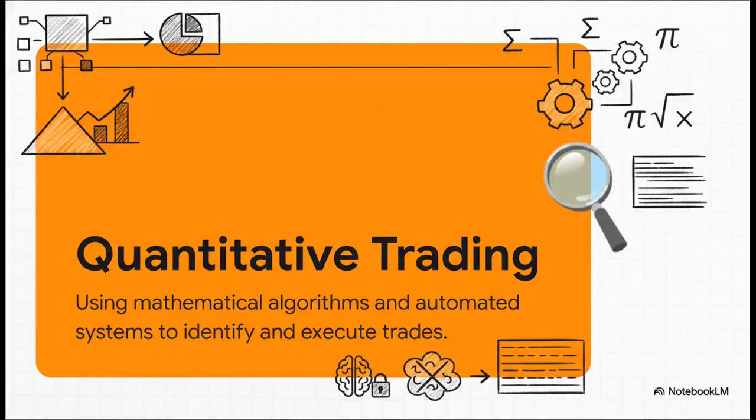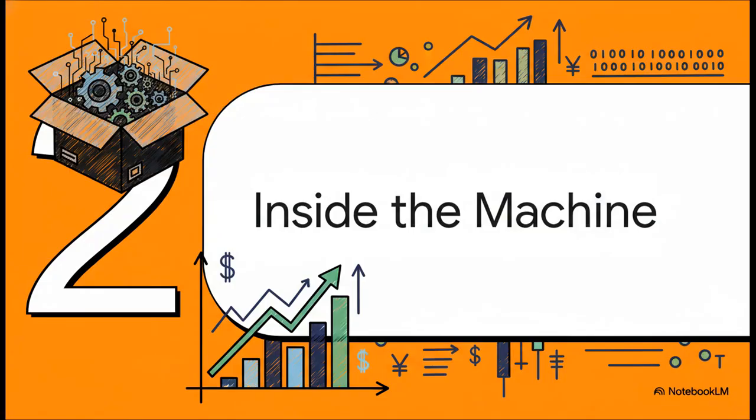So what is quant trading really? Well, at its core, quant trading is all about using math and computer algorithms to spot patterns in the market. Then you let automated systems do the actual buying and selling. It's all about being systematic and research-driven, specifically to get human emotion out of the picture. Okay, so now let's actually crack open that black box and take a look inside. How does this whole trading machine really work?